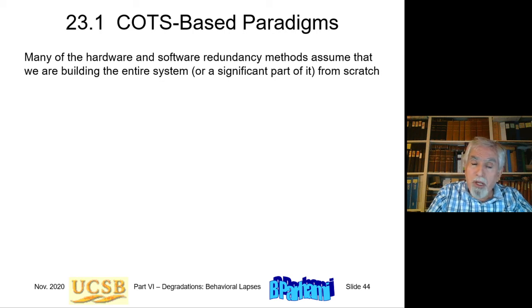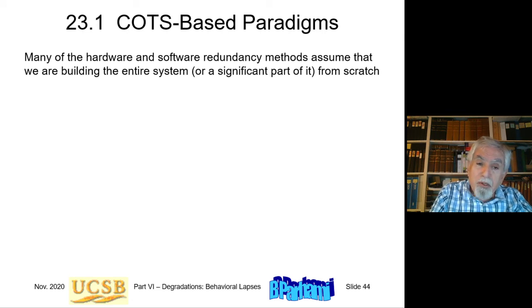So we buy a processor from Intel or from ARM. We buy memory chips from another supplier and so on. So these are commercial off-the-shelf components that don't necessarily have any fault tolerance built in. And we have to build fault tolerance on top of these standard conventional commercial components.